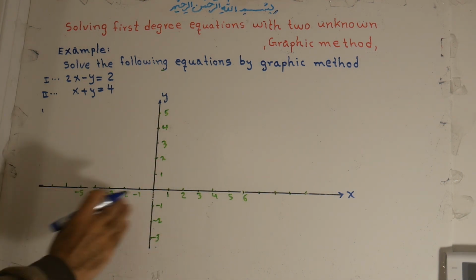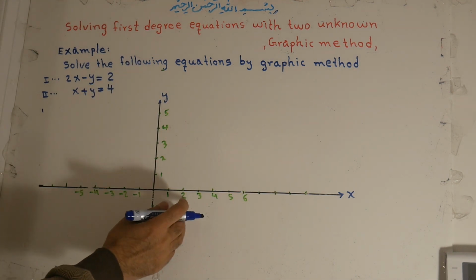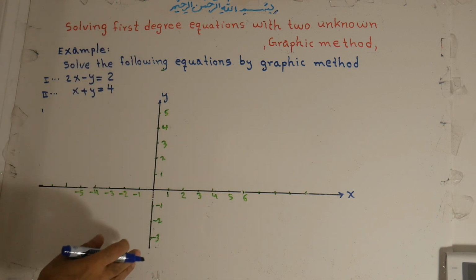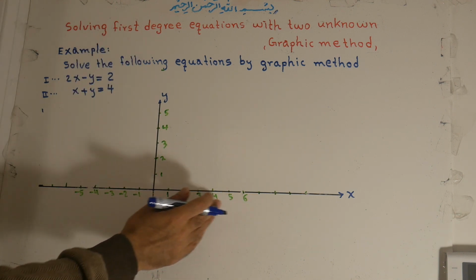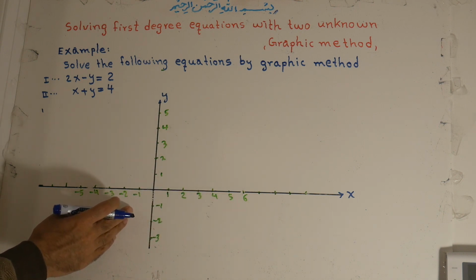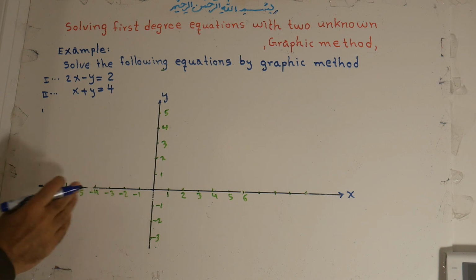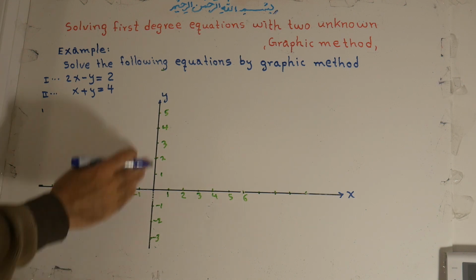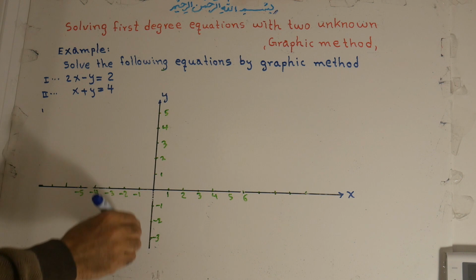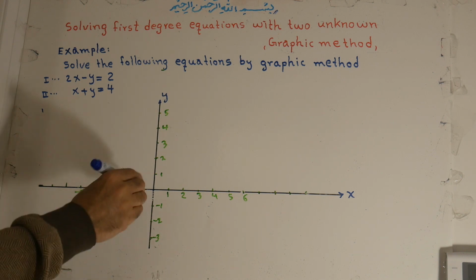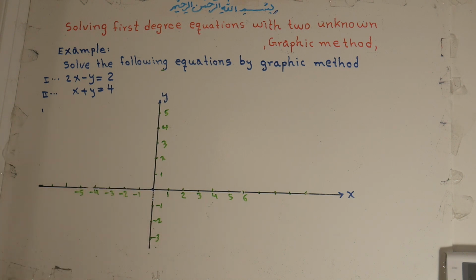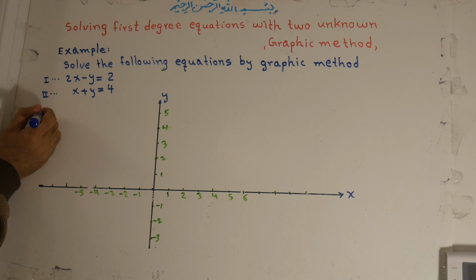Also, this is the coordinate system, the xy system. The horizontal line is x and the vertical line is y. The right side is positive x: 1, 2, 3, 4, 5, and the left side is negative x: negative 1, negative 2, negative 3, and 4. The upper side of y is 1, 2, 3, 4, 5, and the lower side is negative y. And this is the origin of the coordinate system.